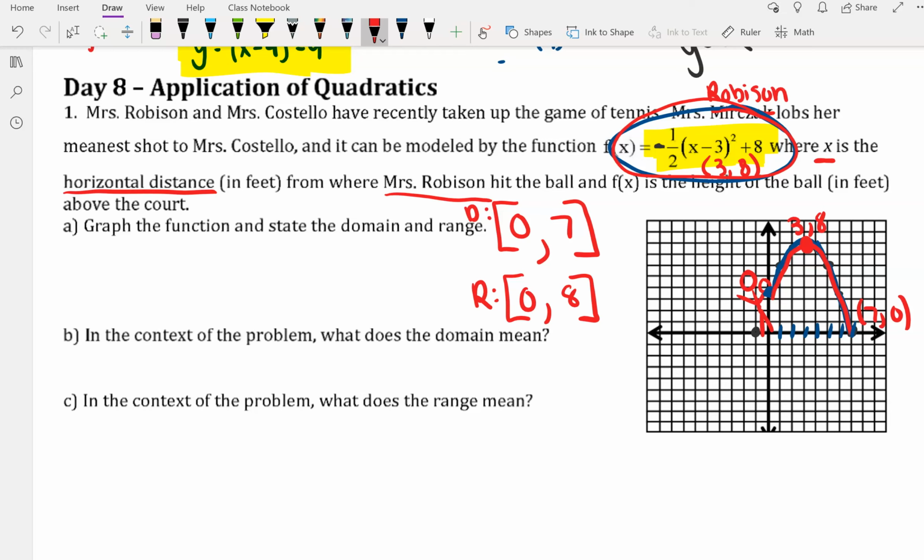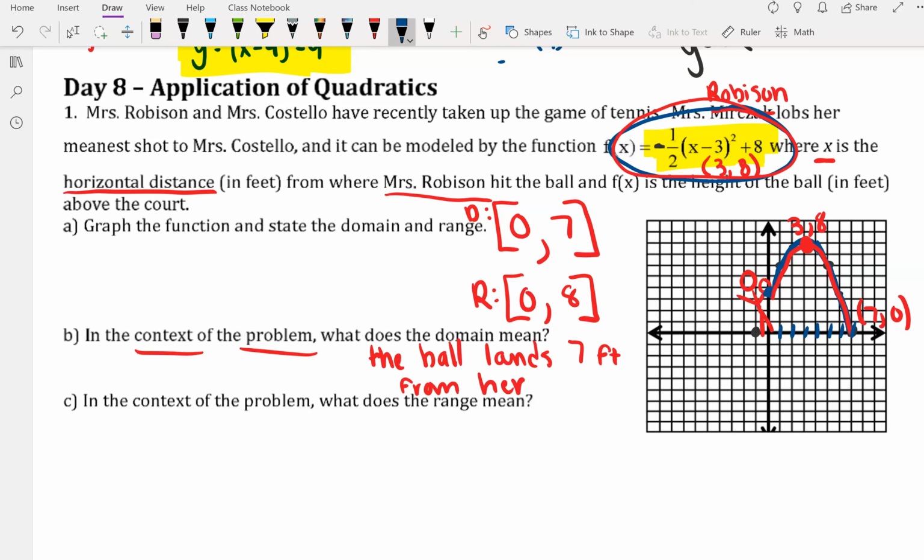So domain is how far left and right something goes, but we're focusing on the context of this problem. So we're paying attention to the fact that she hits the ball at 0 feet away from the ball, and then it lands 7 feet later. So the ball lands 7 feet from her, or from where she hit it. So the domain means that it's only in the air for 7 feet, and then it lands 7 feet away from her. In the context of this problem, what does the range mean?